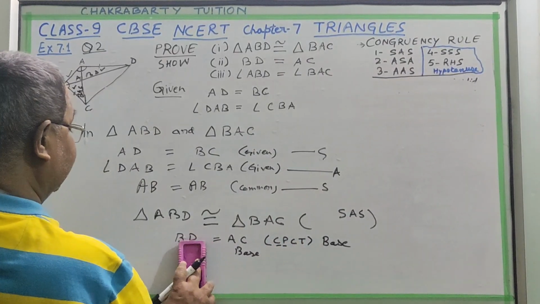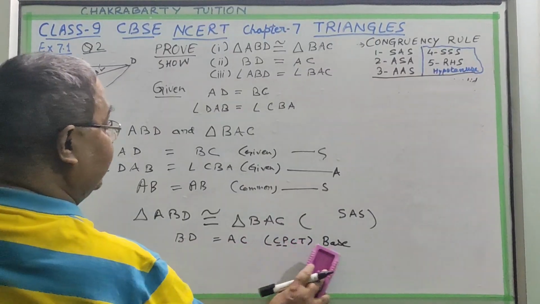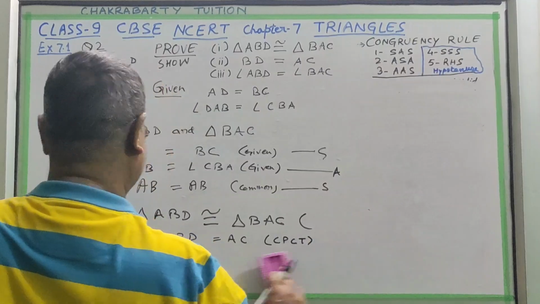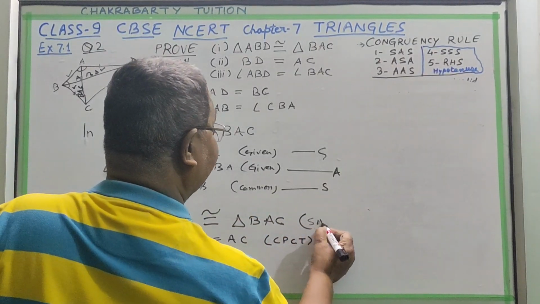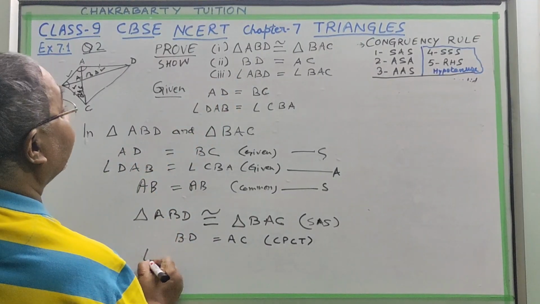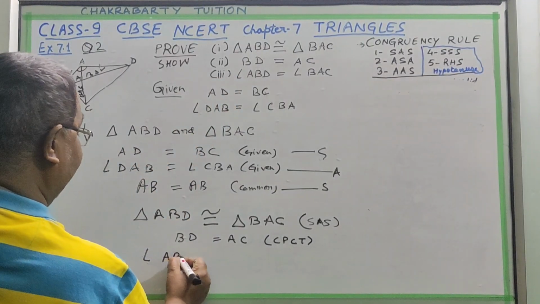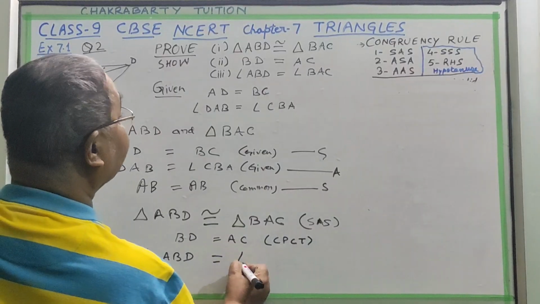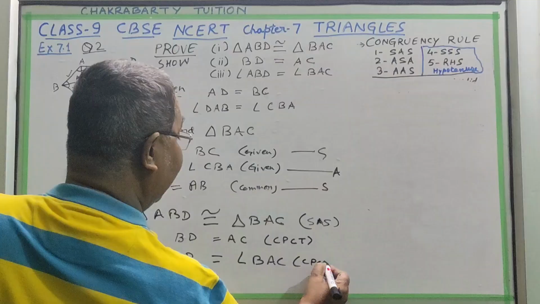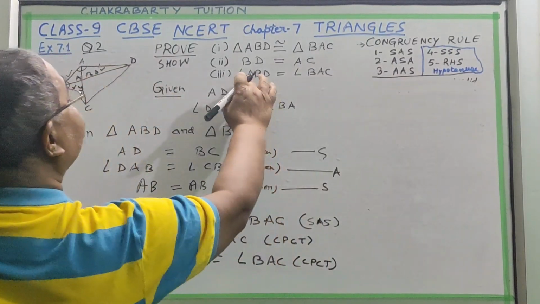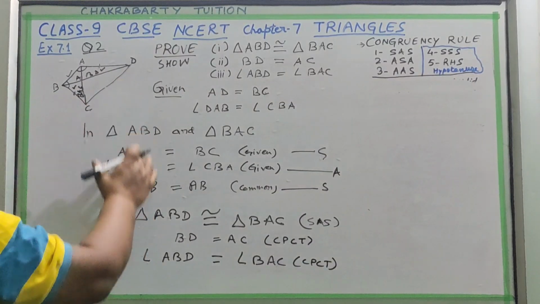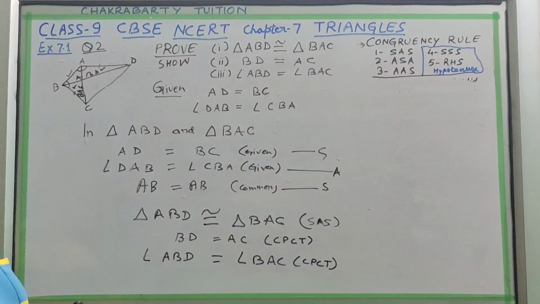But we don't write all these things, we just write CPCT, and that's all. And here we will write SAS. Then the third point, angle ABD. Naturally, angle ABD will be equal to angle BAC. Again, it is the corresponding part of the congruent triangle. So this angle will be equal. So this is proved.